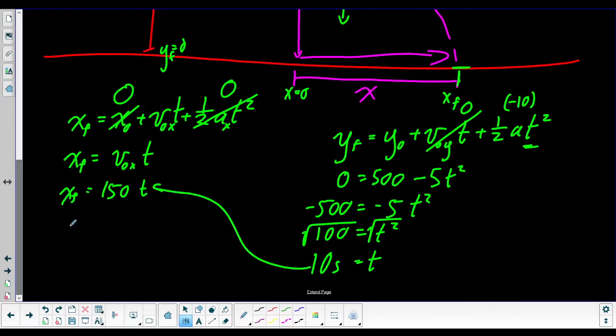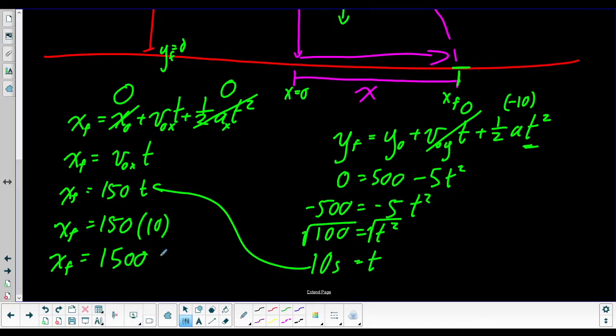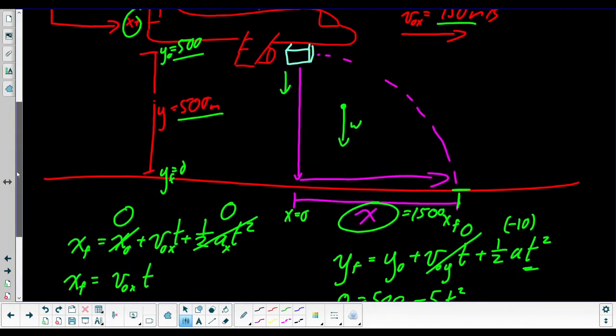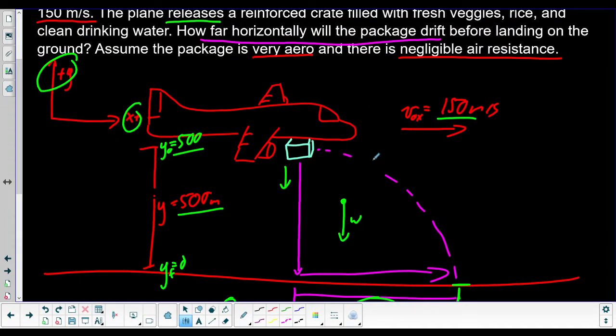And that's very easy for us. So x final equals 150 meters per second times our 10 seconds for time. So our x final will be 1,500 meters from where it's released. So this drift distance here is 1,500 meters, or over a kilometer. So this plane flying at a normal plane speed, if you drop it from 500 feet, the box will go about 1.5 kilometers before it lands.